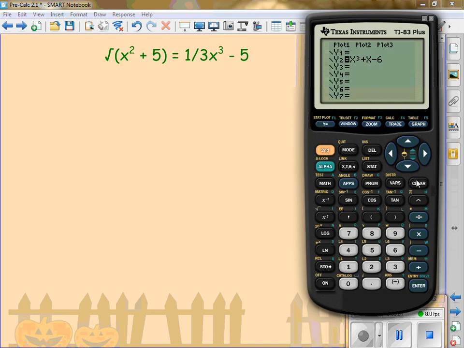All right, in the y equals square root of x squared plus 5. I need to close the parenthesis. If I don't, I could cause problems. And the next one's 1/3.